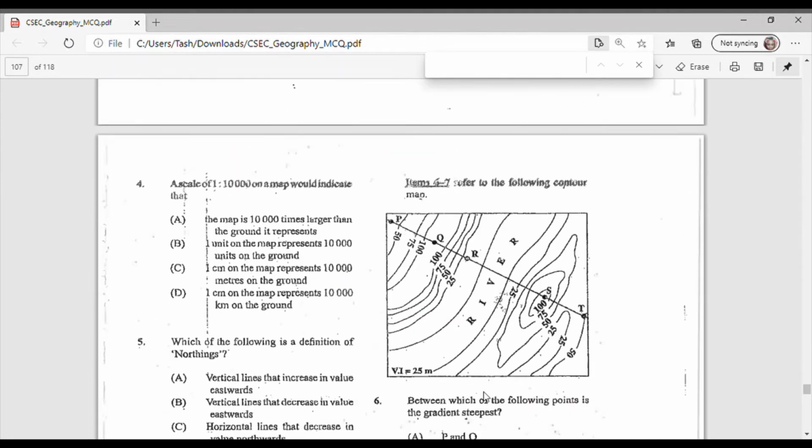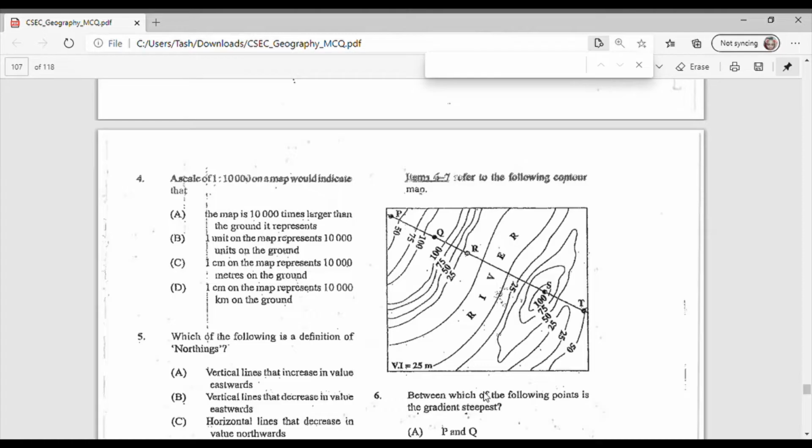For number 4, a scale of 1 to 10,000 on a map would indicate that: A, the map is 10,000 times larger than the ground it represents. B, 1 unit on the map represents 10,000 units on the ground. C, 1 centimeter on the map represents 10,000 meters on the ground. D, 1 centimeter on the map represents 10,000 kilometers on the ground. Based on the question, we are not seeing a unit of measurement. So for number 4, we would say it is B, which is 1 unit on the map represents 10,000 units on the ground.